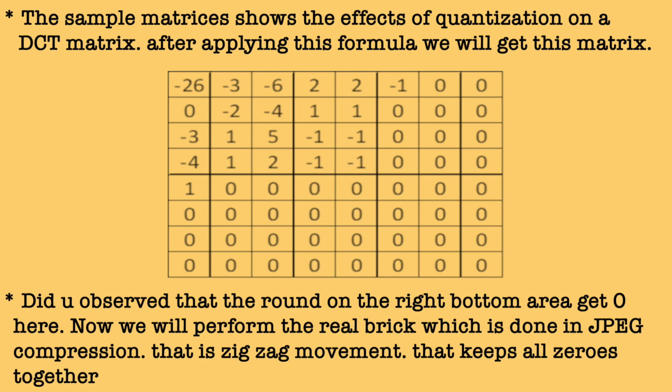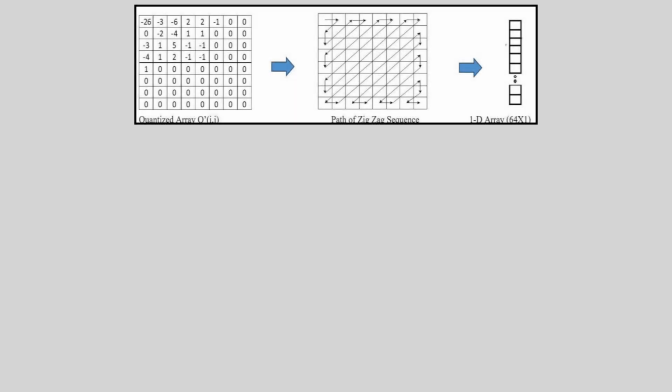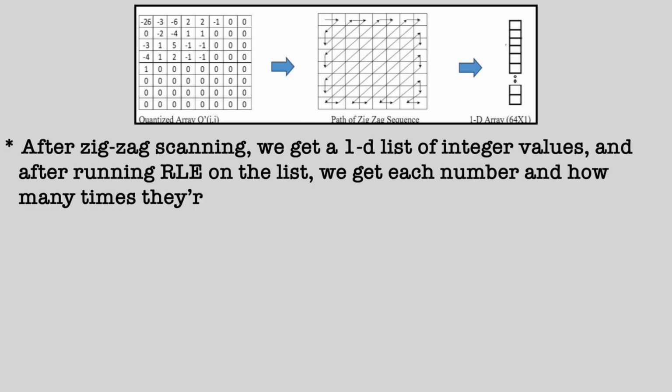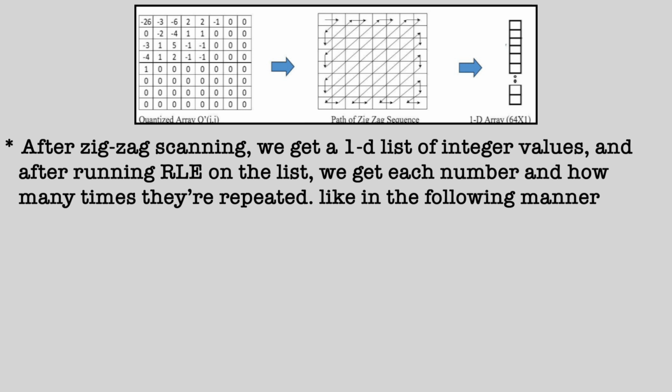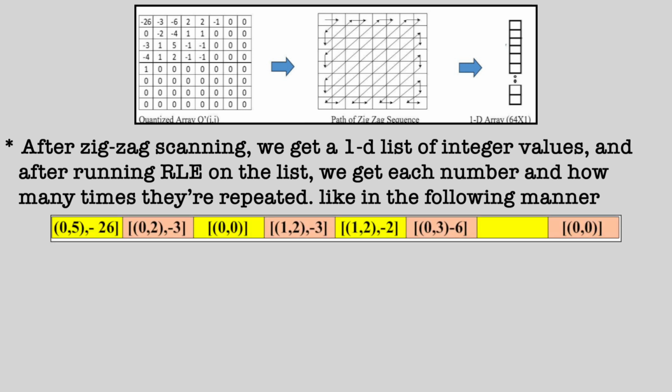Now we will perform the next step which is done in JPEG compression. This is zigzag movement. This keeps all zeros together. The process of the zigzag method is shown in the figure. After zigzag scanning, we get a one-dimensional list of integer values, and after running run length encoding (RLE) on the list, we get each number and how many times it is repeated, in the following manner. It is shown in the figure.